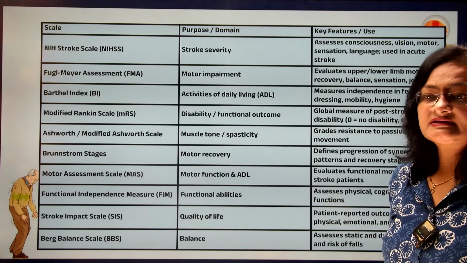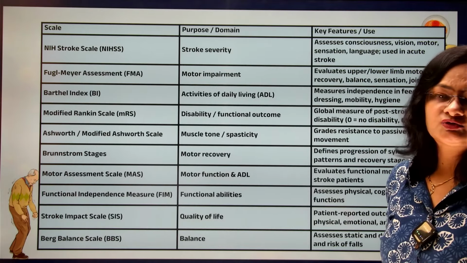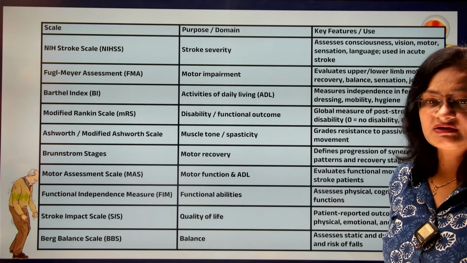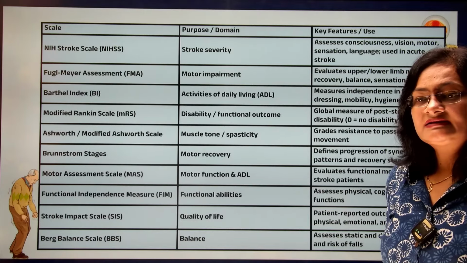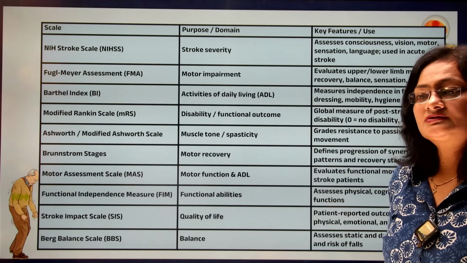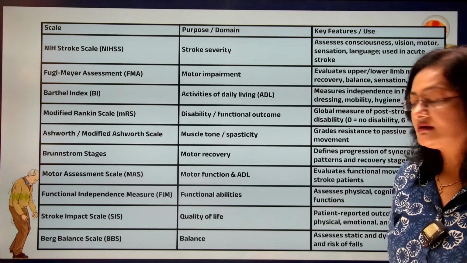BBS assesses static and dynamic balance. The total score of the BBS is 56. It is the gold standard test to assess balance in the stroke patient. It also assesses the risk of fall in the stroke patient.